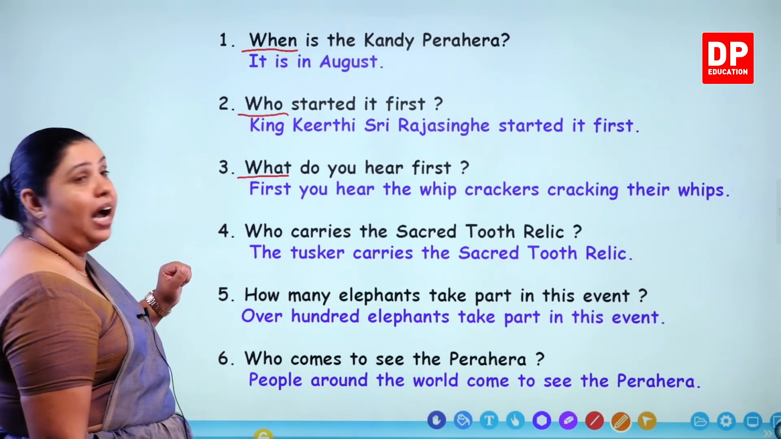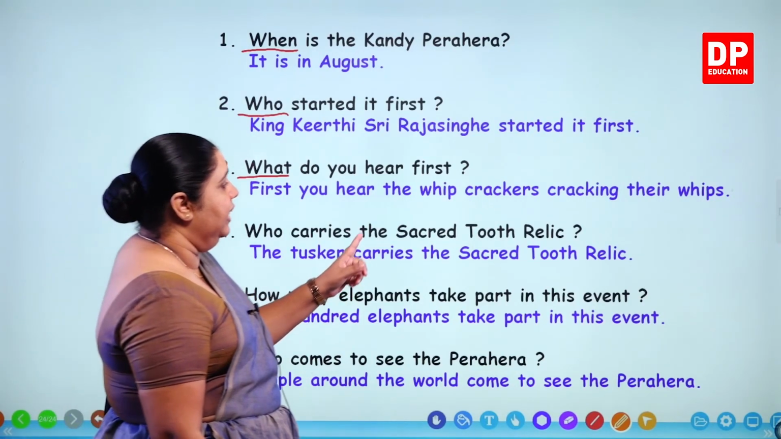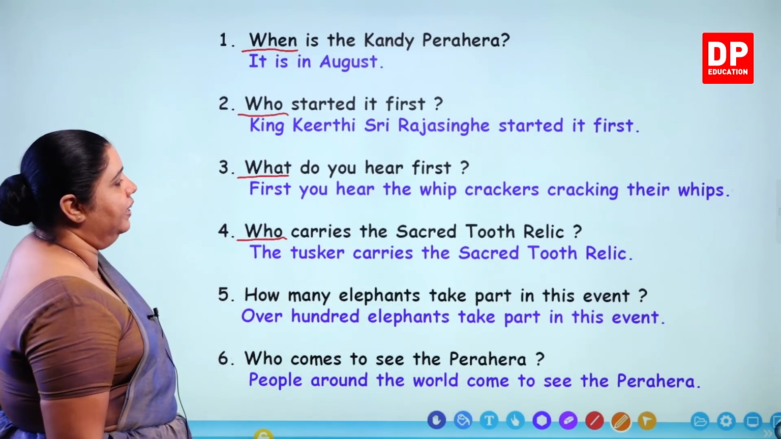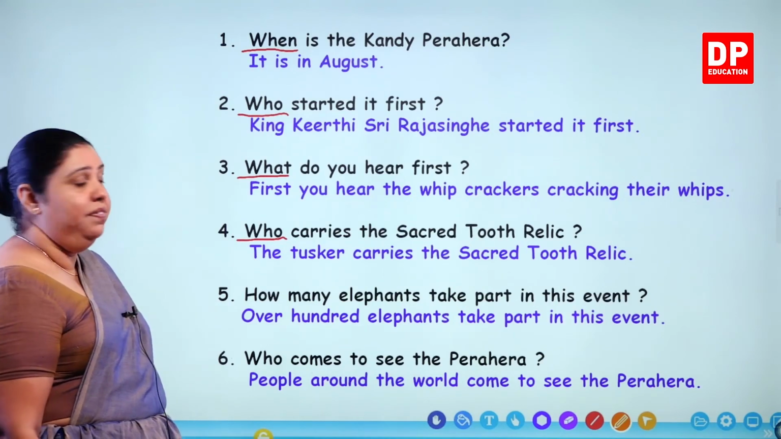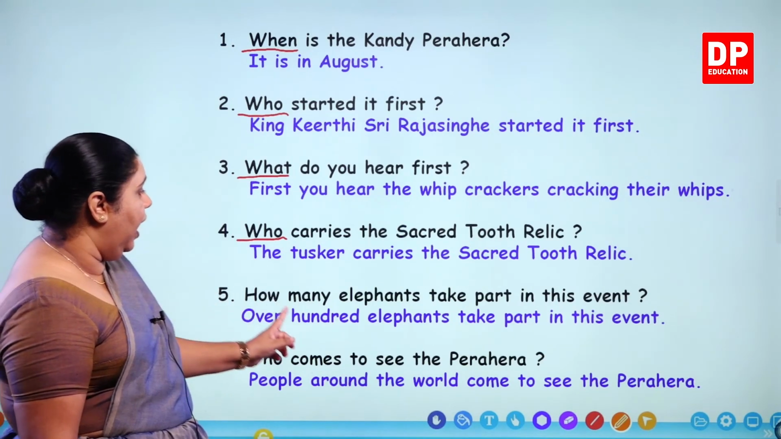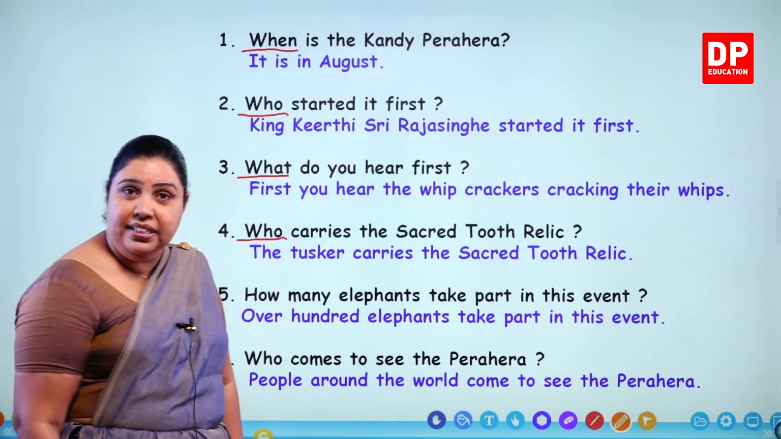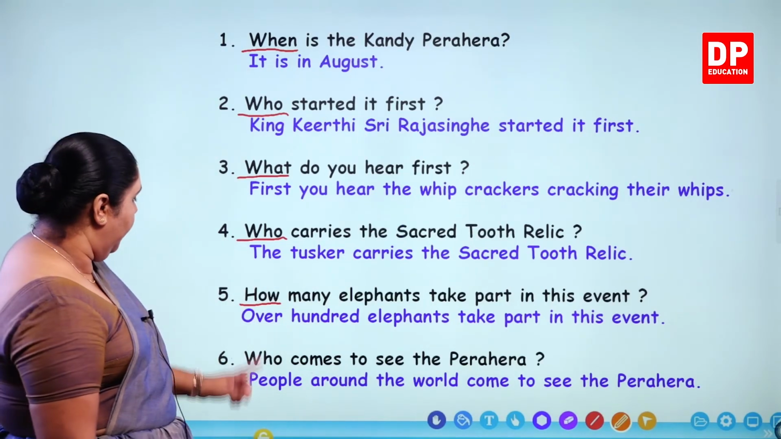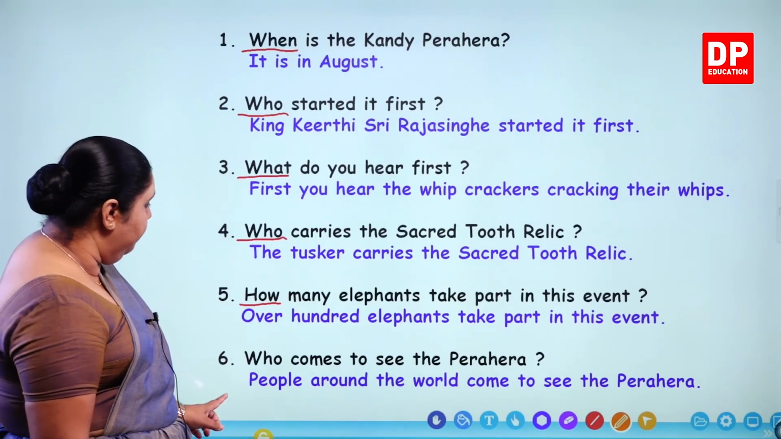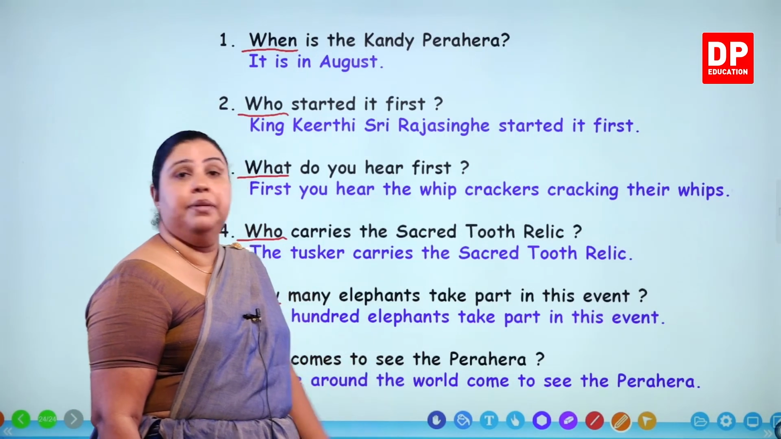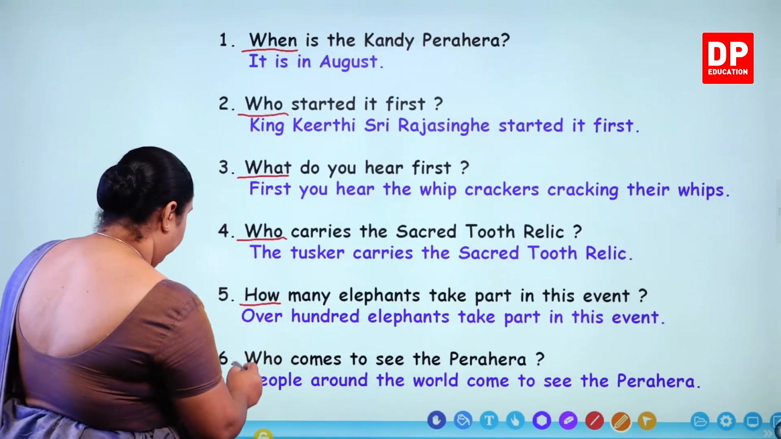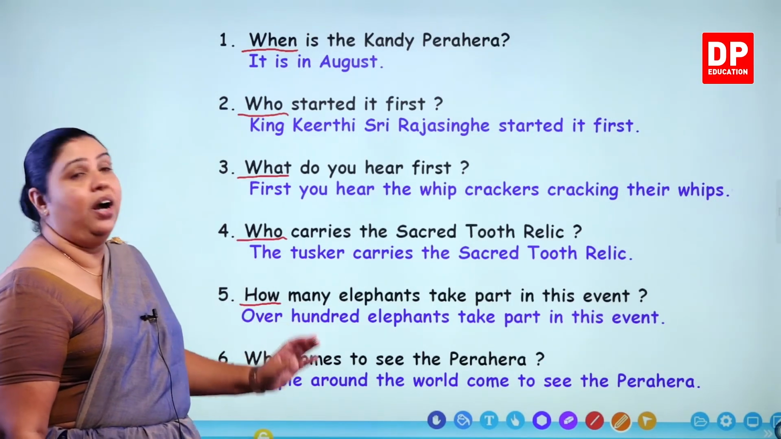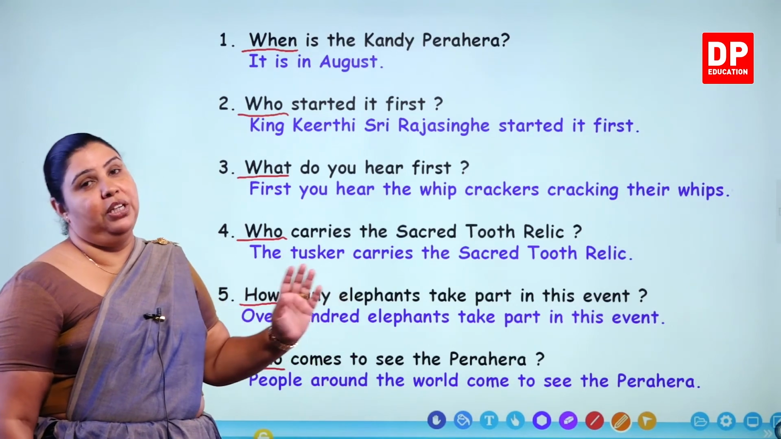Okay, then number 4. The answer is the tusker carries the sacred tooth relic. And what is the question? Who carries the sacred tooth relic? Then question number 5. Answer is over 100 elephants take part in this event. And what is the question? How many elephants take part in this event? Last one, the answer is people around the world come to see the Perahera. What is the question? Who comes to see the Perahera? So this is how we are going to make the questions and write them in your workbook.